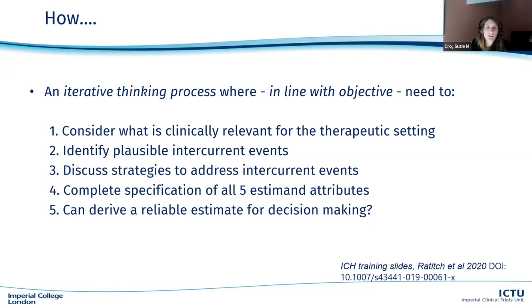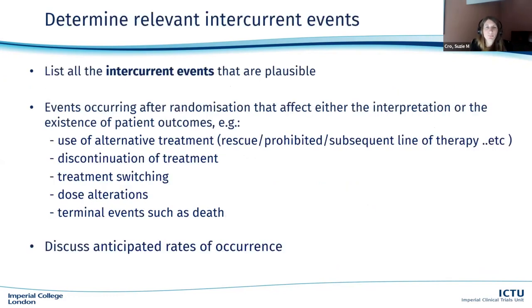Generally, the thinking process should consider what's clinically relevant to know for the particular therapeutic setting. You need to identify all plausible intercurrent events. Then you can discuss strategies to handle these. And then you complete the specification of all 5 estimand attributes, such that every component of the estimand aligns with the trial objective. So you do also need to consider whether you can derive a reliable estimate for decision making, hence why this can be iterative.